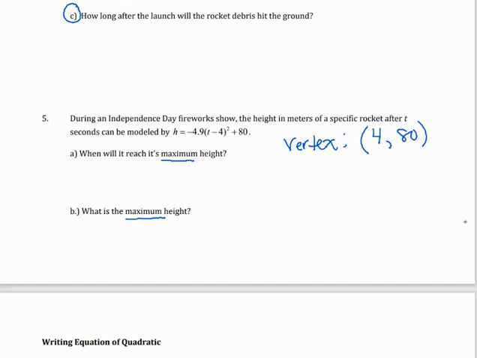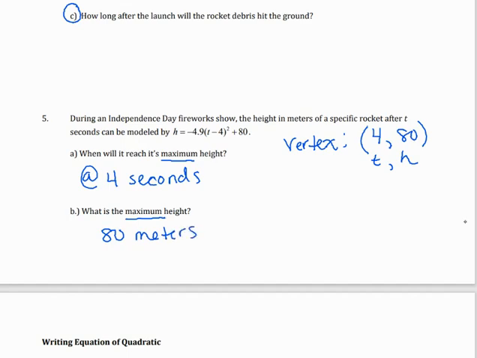What we need to remember is that when it says when, that represents the x value or the t. Instead of x's and y's, we're working with t's and h's, time and heights. So when will it reach its maximum? It'll be the 4. So at 4 seconds. And what is the maximum height? That'll be the 80. And remember, it's in meters this time.